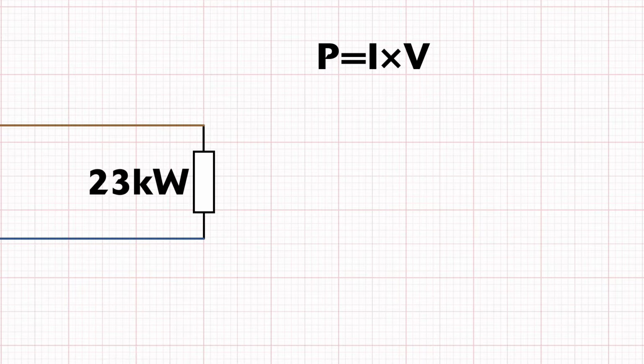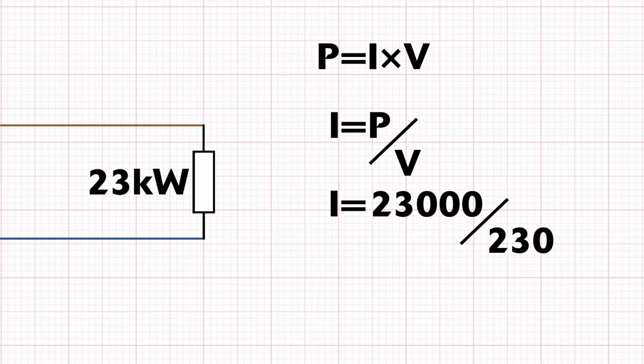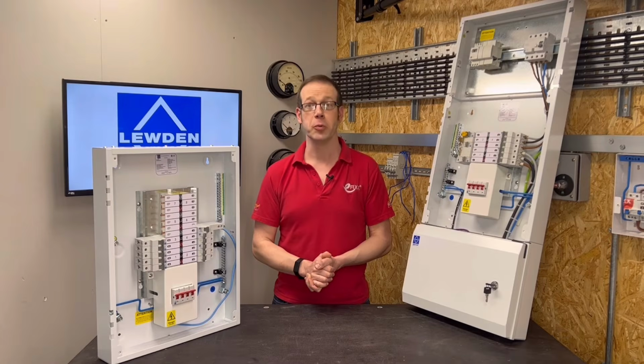So to calculate the current drawn by the single phase load, we'd rearrange the formula so that it looks like this. I is equal to P divided by V, or current is equal to power divided by voltage. 23,000 watts divided by 230 volts is 100 amps. How very neat. It's almost like I planned it that way.